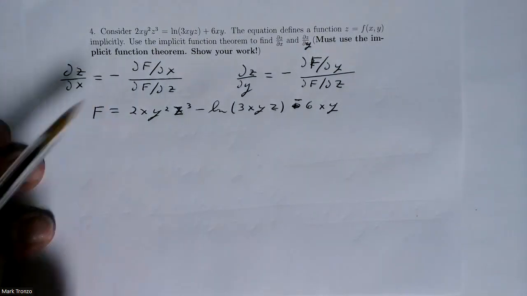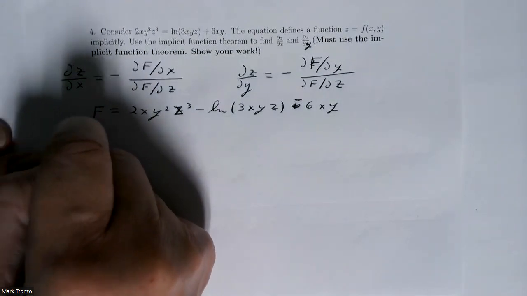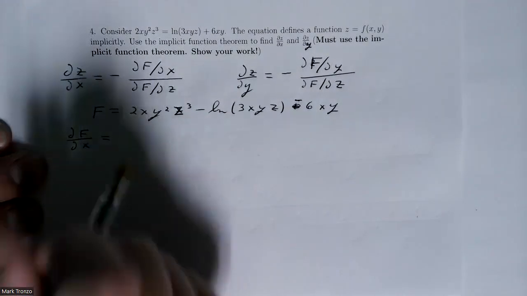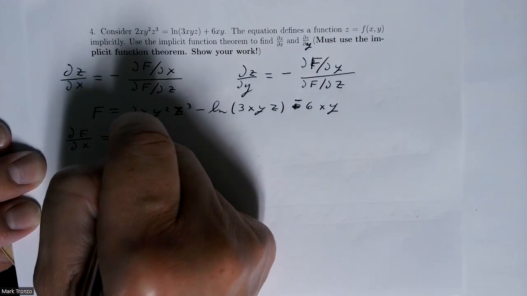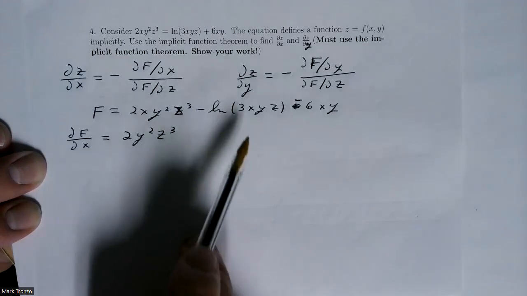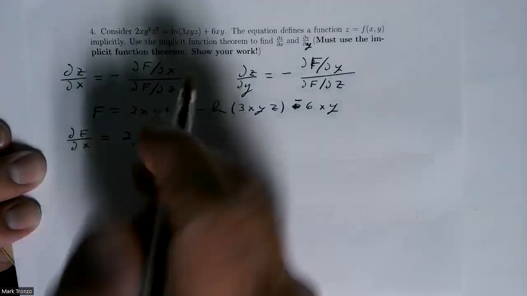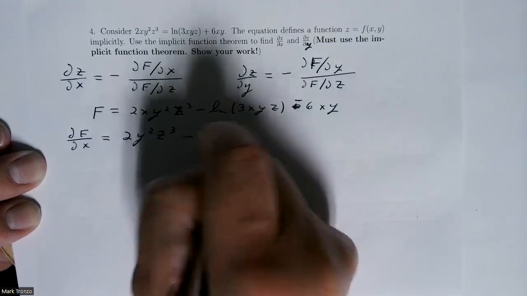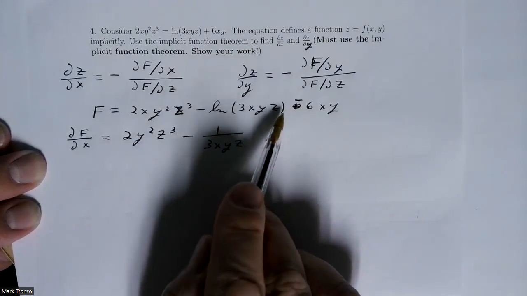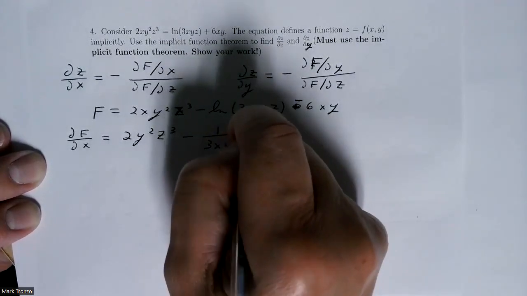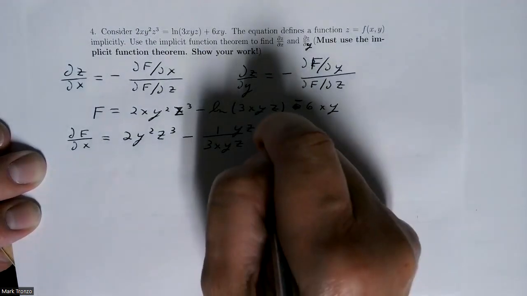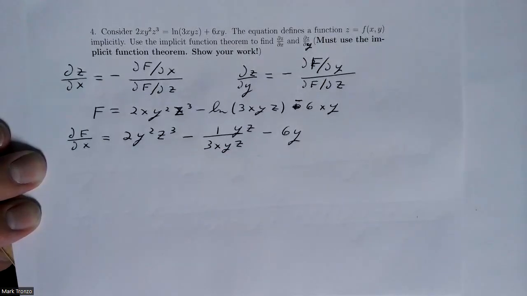So then just find your derivatives. df/dx, and that's going to be 2y squared z cubed. Then take your derivative of this with respect to x. Remember, it's going to be 1 over the argument times the derivative of the argument, minus 6y.